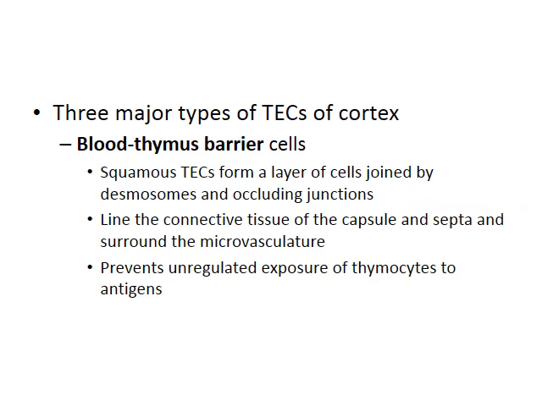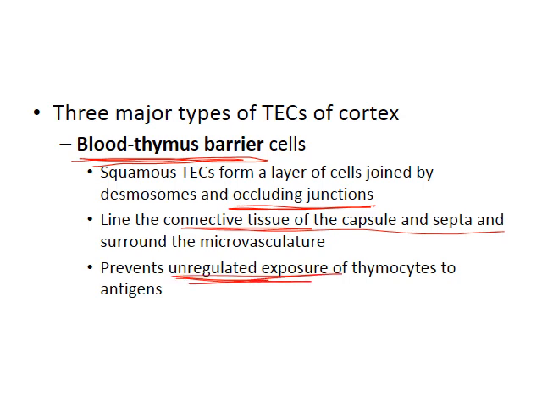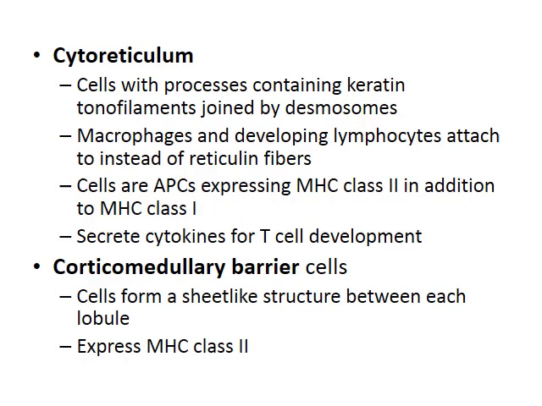The three major types of TECs of the cortex: first is the blood-thymus barrier. These are squamous TECs, and they're going to have occluding junctions to prevent cells from leaving. They're going to be the connective tissue of the capsule and septa and prevent any unregulated exposure of thymocytes to antigens. We don't want our thymocytes to be exposed until we're ready for them to be.